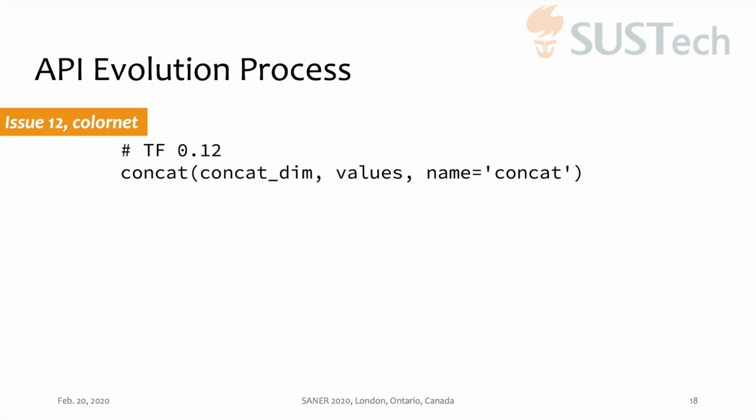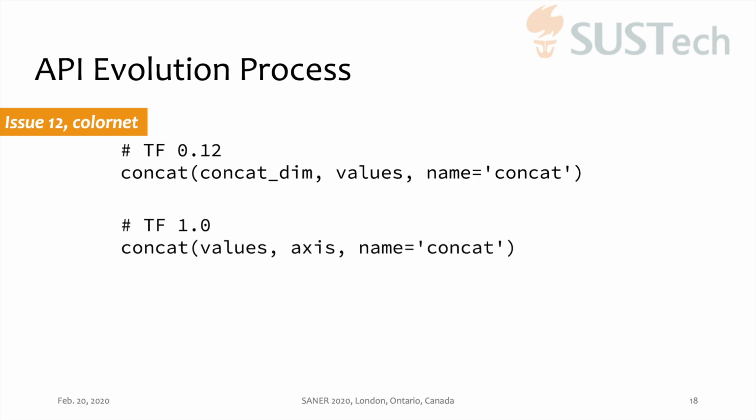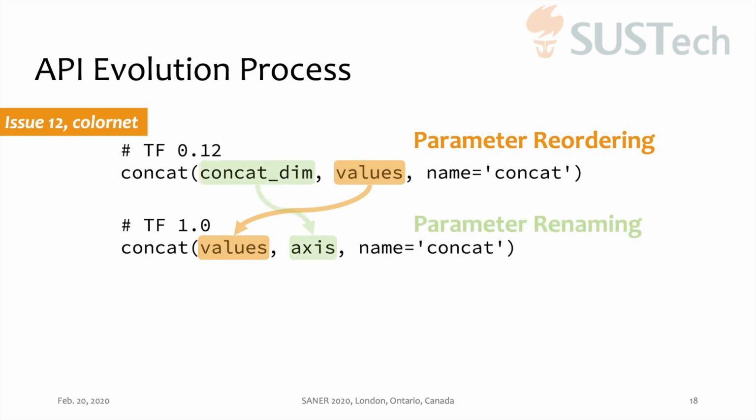Actually, the reason for this crash is that the tf.concat API experienced a breaking change from version 0.12 to version 1.0. Although the name of this API isn't changed, the parameters do change. Firstly, the values parameter is exchanged with the concat_dim, and then the concat_dim is renamed to axis.